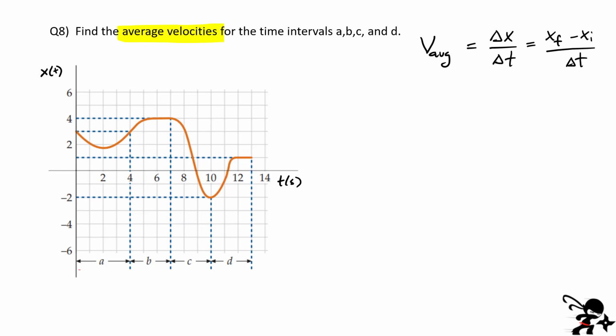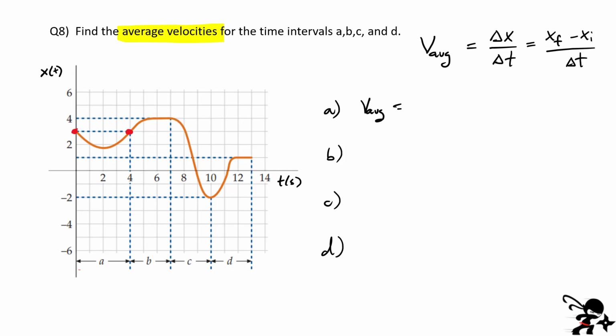So let's evaluate it for time intervals A, B, C, and D. We're simply applying the same definition. Okay, so for section A, this is what we're looking at. So we're looking at from time 0 all the way to this final point over here. So we started over here and we're finishing right here. So we simply have to read off those coordinates and apply the definition.